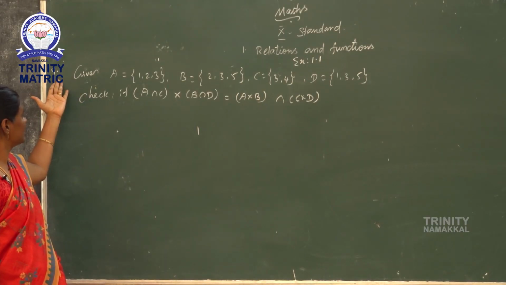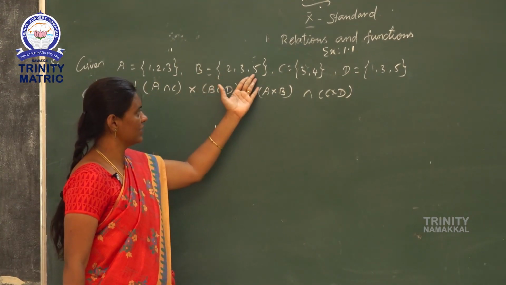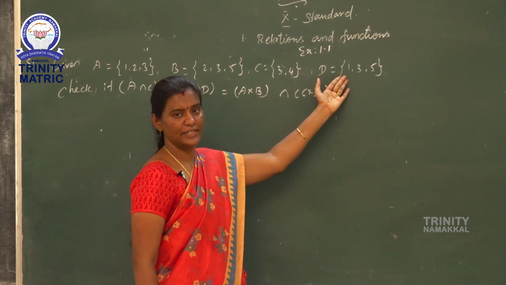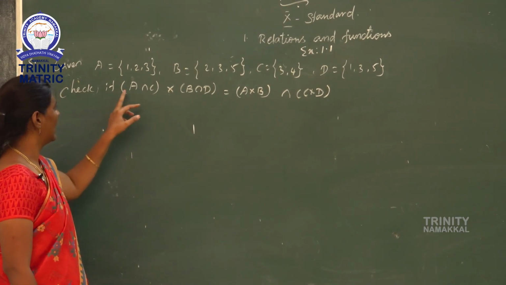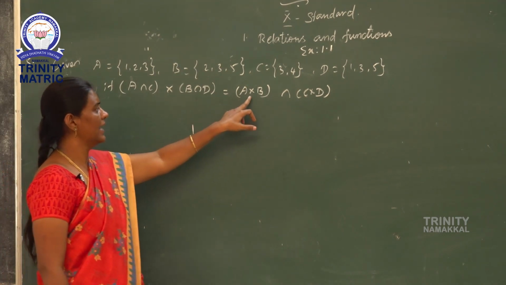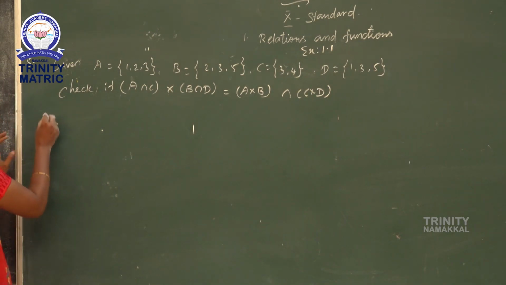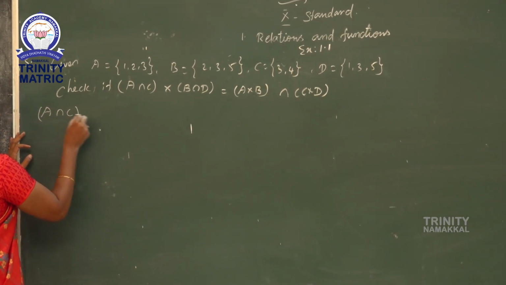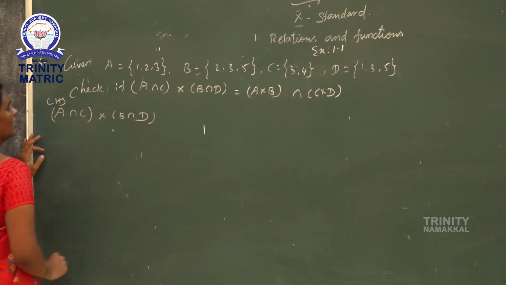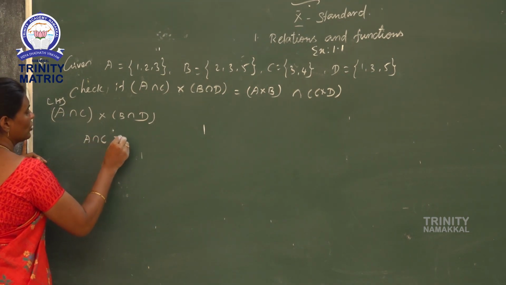Next, move on, fifth sum. Given set A is equal to {1, 2, 3}, set B is equal to {2, 3, 5}, set C is equal to {3, 4}, and the set D is equal to {1, 3, 5}. Here we check (A intersection C) cross (B intersection D) is equal to (A cross B) intersection (C cross D). First we take the left hand side, that is (A intersection C) cross (B intersection D).